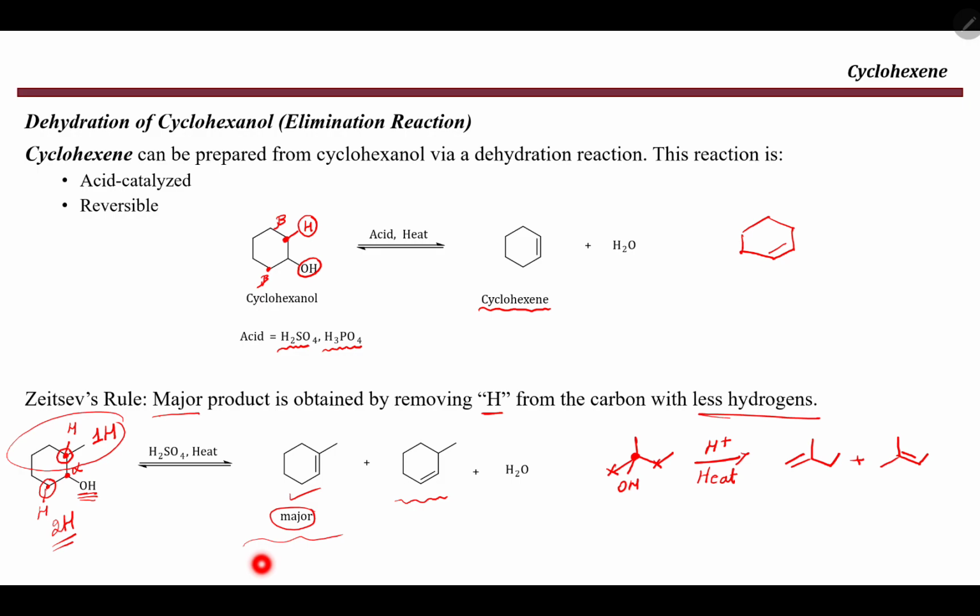Which one is the major one? At this carbon here, we have three hydrogens. At this carbon here, we have two hydrogens. According to Zaitsev rule, we can get the major product by removing from the carbon with less hydrogens. So this is going to give us the major product. And that's why in this case, this is going to be the major product. So this is how we draw the structure of dehydration products starting from alcohols. And this is how we identify the major product using Zaitsev's rule.